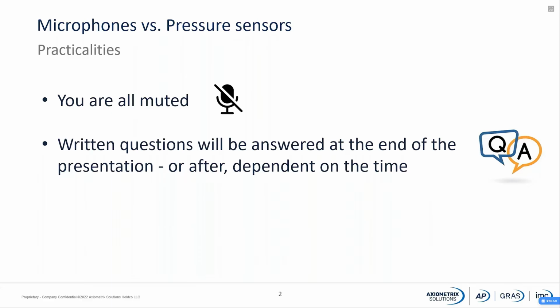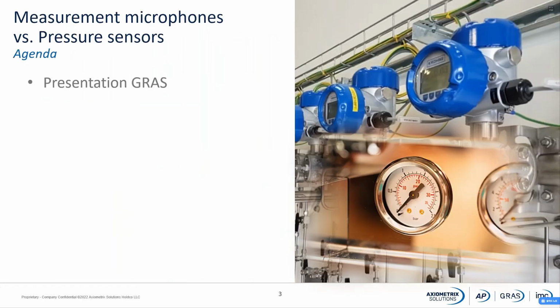Now I would like to go directly to the agenda, and this presentation is called Measurement Microphones versus Pressure Sensors. It sounds like it is some kind of a fight between two different sensors. It is not the case. After this presentation, you are going to learn that measurement microphones are actually a pressure sensor. So it is just a very special sensor within the pressure sensor world.